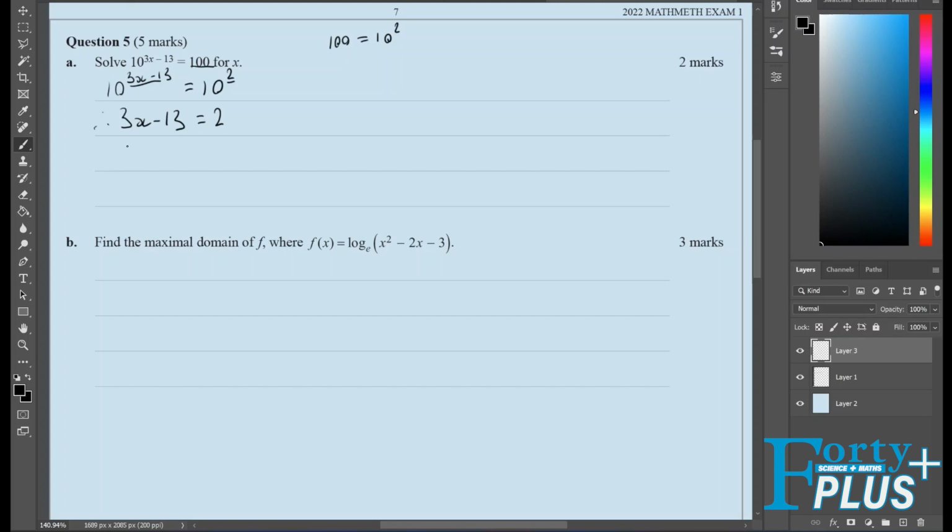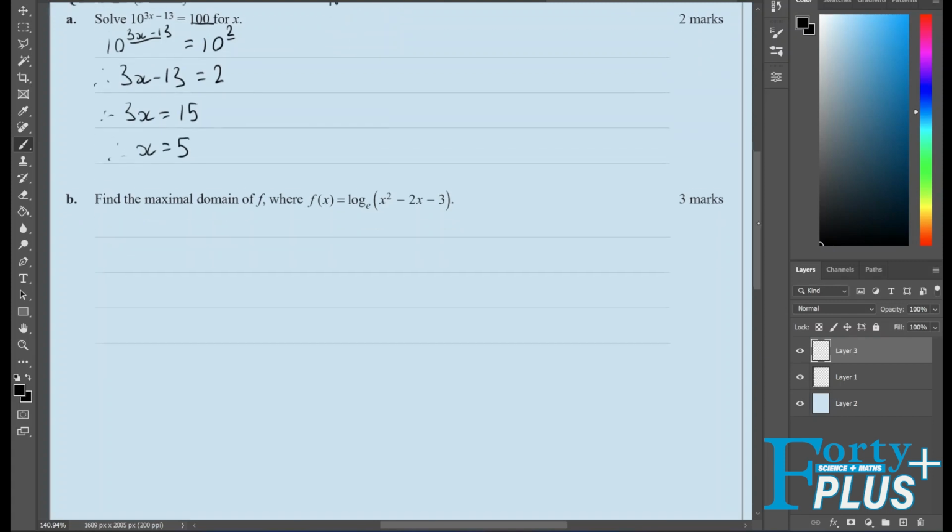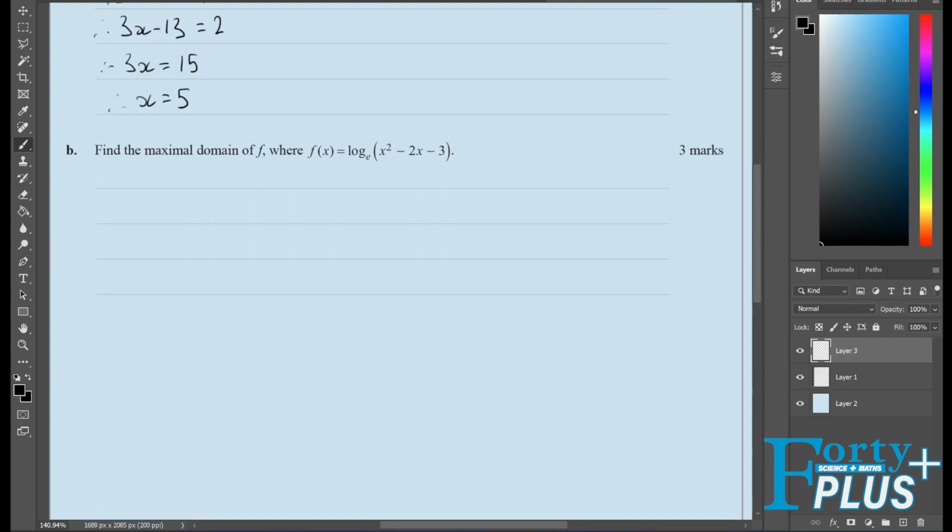Then we'll simply just solve this. So therefore 3x equals 15, therefore x equals 5. Part B. They want us to find the maximal domain of f, where f of x equals log base e of x squared minus 2x minus 3.